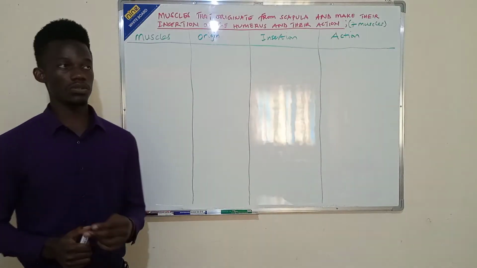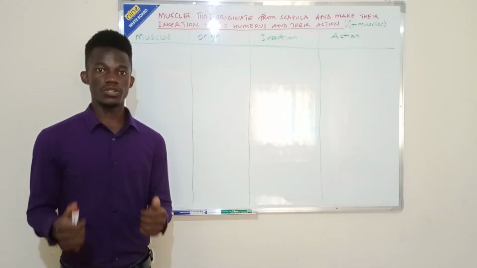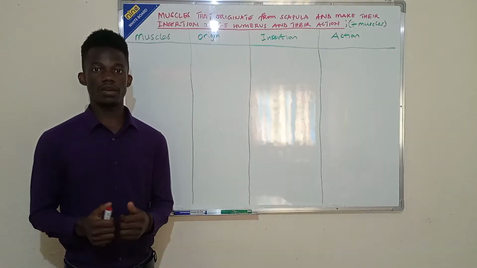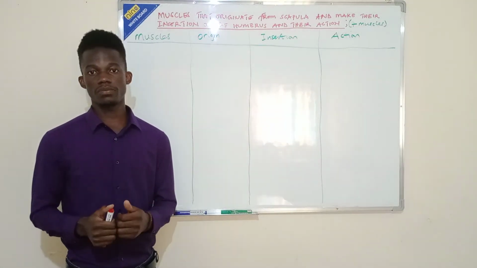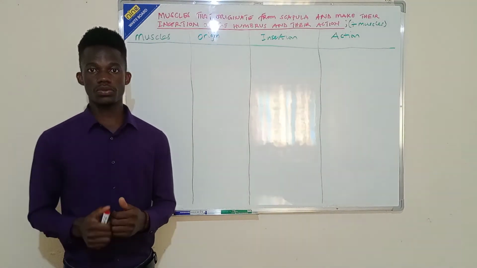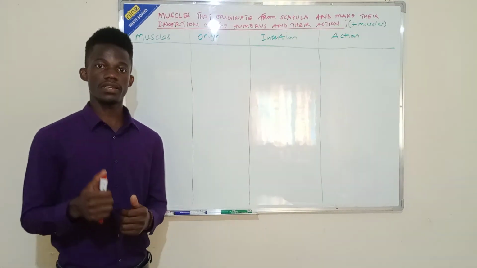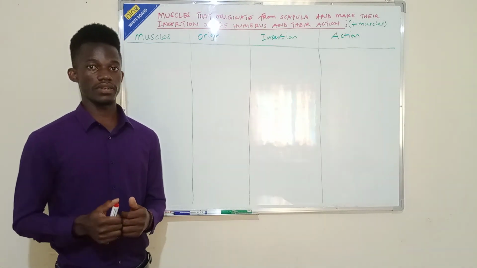There is an exception of 2 muscles which do not make their insertion onto the humerus, yet part of their heads originate from the scapular bone. For instance, when you talk about the biceps and then the triceps, whose heads originate from either the supraglenoid tubercle or the infraglenoid tubercle.